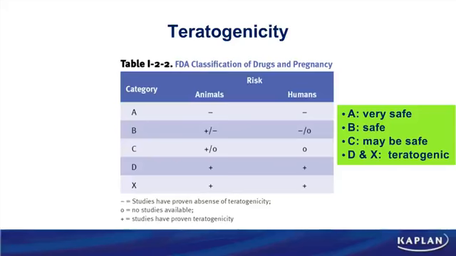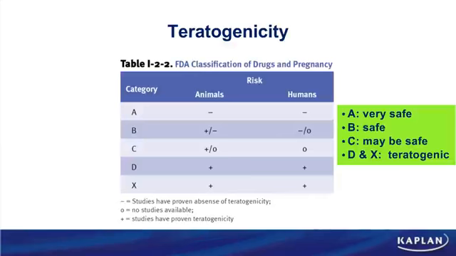We have a table on teratogenicity. It's basically how the FDA classifies drugs and their pregnancy categories and their pregnancy risks. We have 5 different categories that we're going to use: A, B, C, D, and X. Of course, this is all based on data that we've collected either in animals or in humans, and hopefully both.